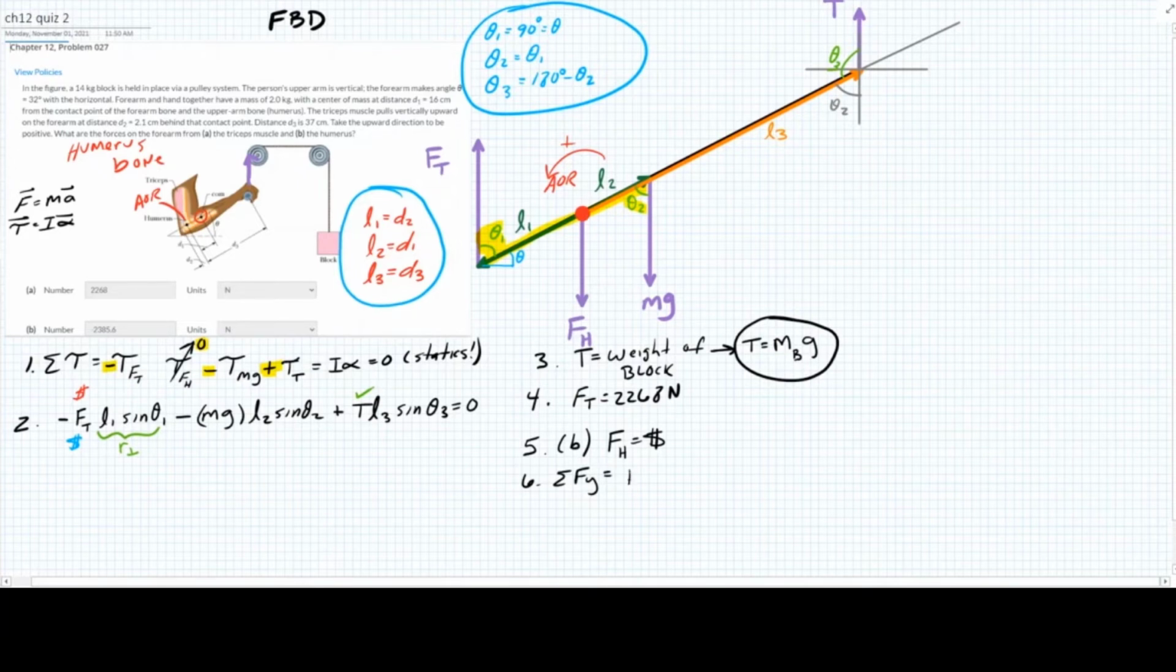And I've got FT, which I now know, going up. FH is going down. MG is downward oriented and tension is upward oriented. This is mass times A sub Y. A sub Y equals 0 because statics. And I guess that's it. That's all you need to do. Let me do a sanity check here.